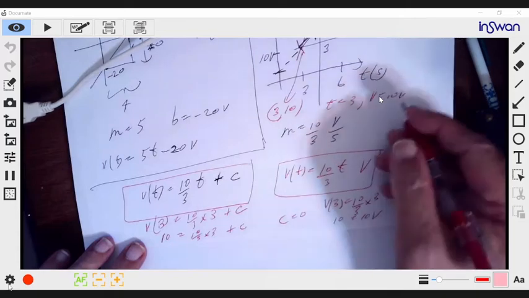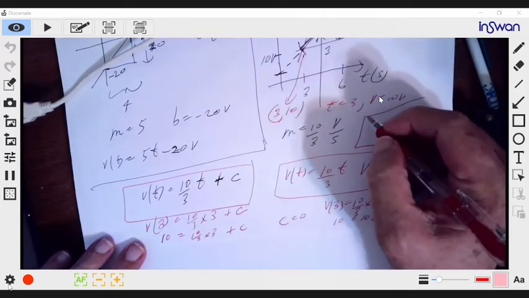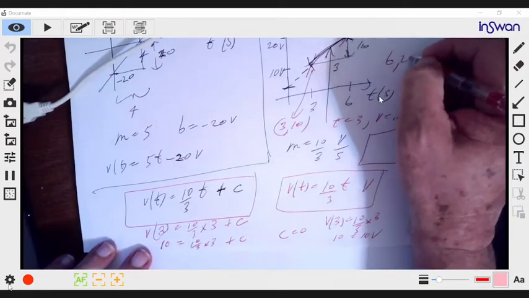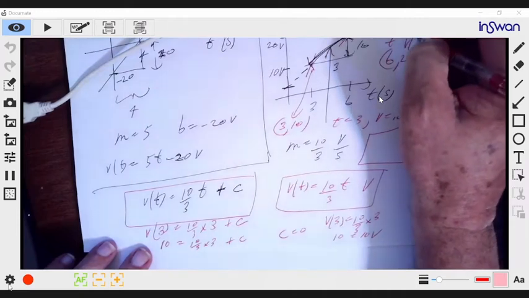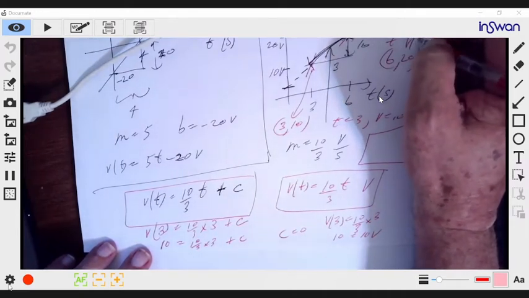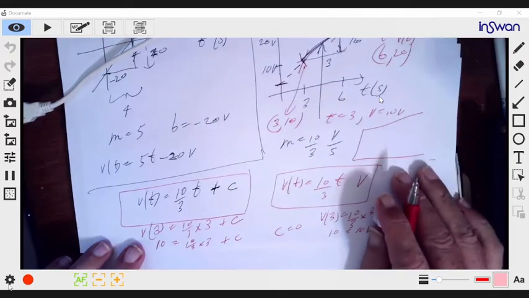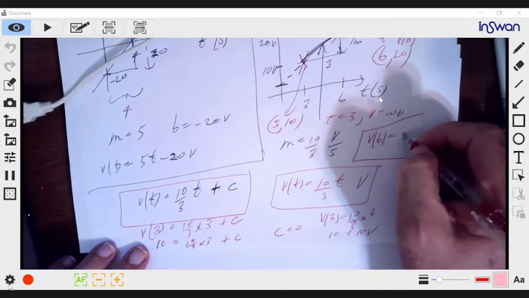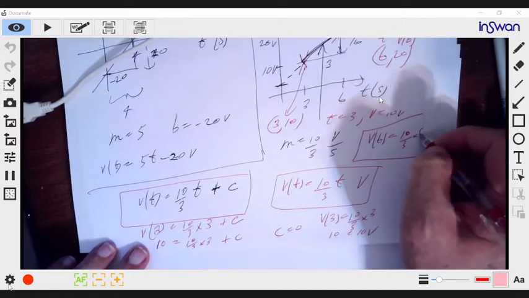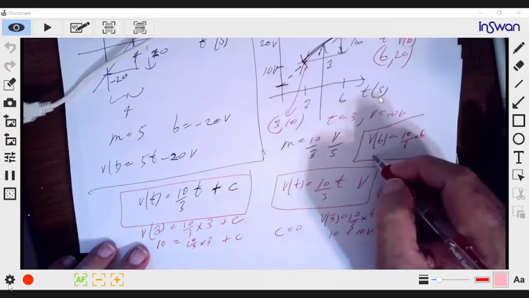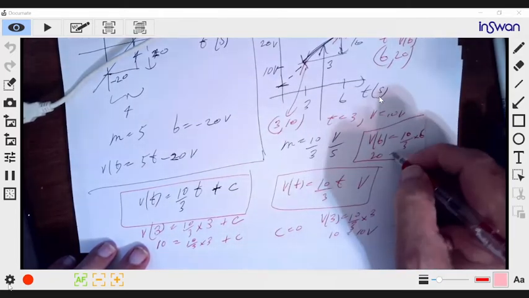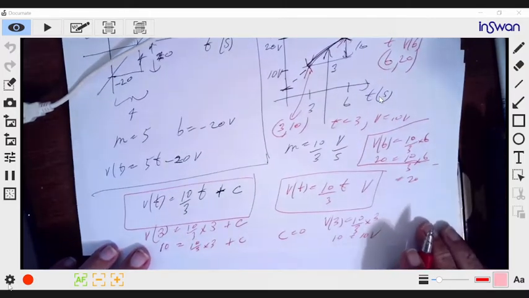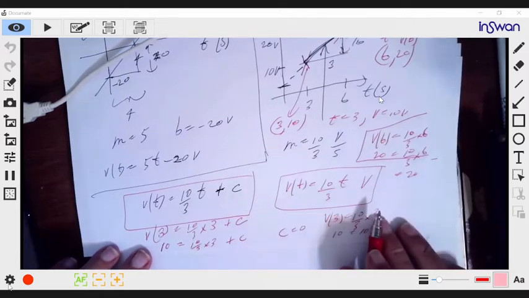Let's prove it again. Let's do this point here. What is that point? That point there is (6, 20). So this is T and this is V of T, and T is 6. So V of 6 equals 10/3 times 6. And V of 6 is 20, just read off the graph. And that's 10/3 times 6, which is 20. So that proves that this equation is correct.